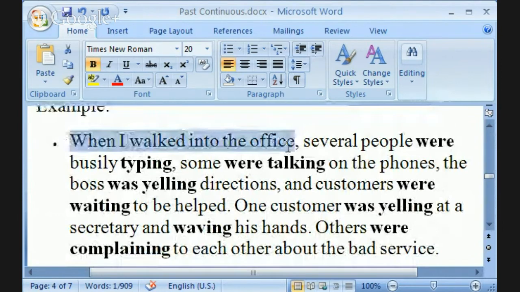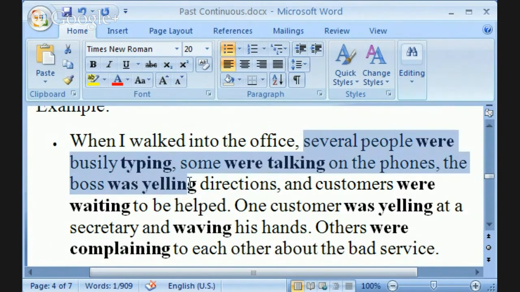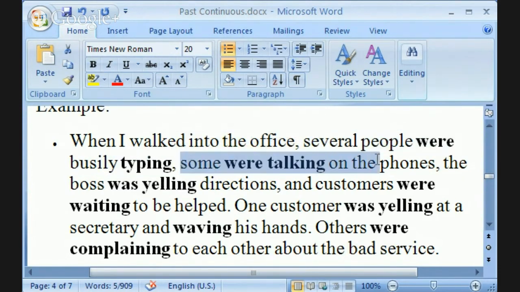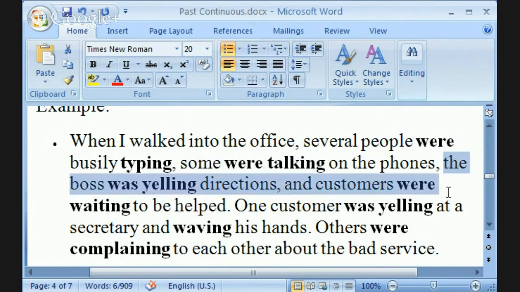when I walked into the office, all right, interrupting action, there it is. Again, with the clause started with when to show the interrupting action with the simple past tense. When I walked into the office, several people were busily typing. Action that's going on that you interrupted when you walked in. Some were talking on the phones. The boss was yelling directions, and customers were waiting to be helped.